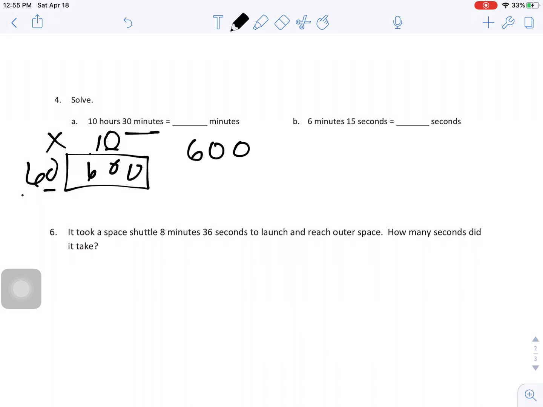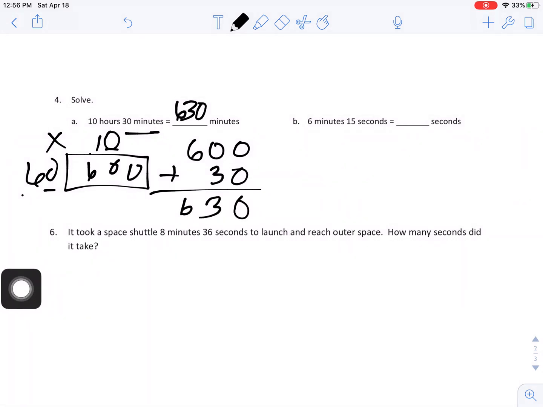But I'm putting it together with the 30 minutes that were already converted. So now I see that 10 hours and 30 minutes is 630 minutes. All I have to do is change them to make them the same. Kind of like fractions, we have to change them to make them the common denominator when we're adding or subtracting.